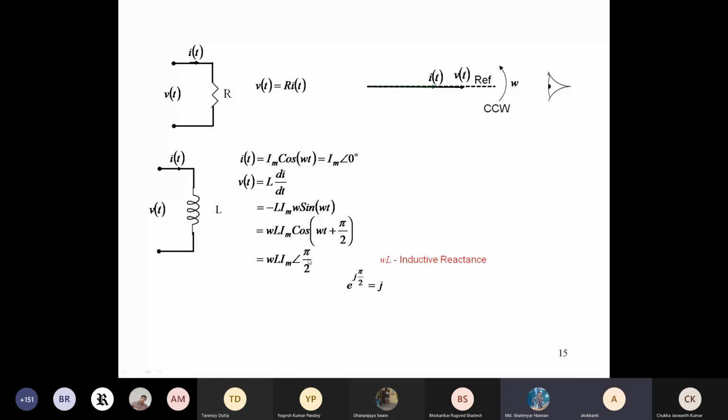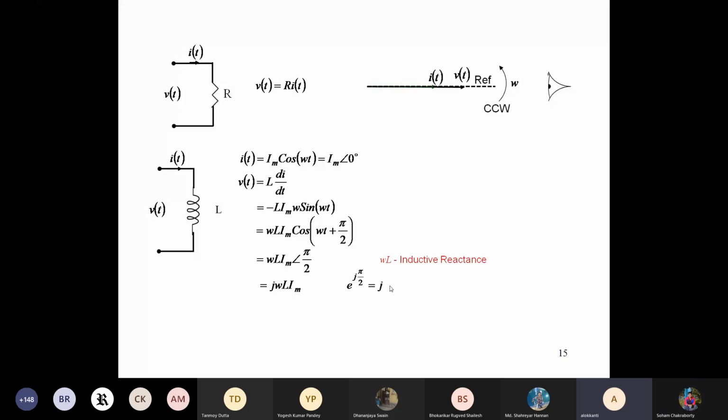No, this angle pi by 2 means what? Angle pi by 2 means cos omega t plus pi by 2. Okay, so this angle is written in this form. So this Im cos omega t is Im angle 0. So this e to the power j pi by 2 is equal to j. Sir, that is the imaginary part. Yeah, so that actually comes into this equation. Sir, but here we are considering real part, then it is to be 0. Here we are basically converting from phasor notation to complex notation.